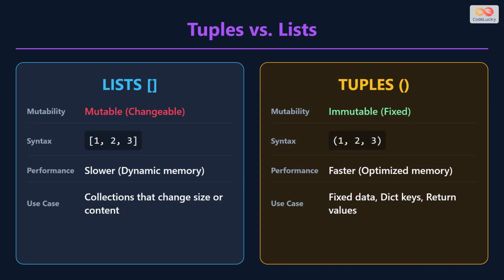Let's compare tuples to lists, as they often confuse beginners. Lists are mutable, meaning they can change, and they use square brackets. They are slightly slower because they need dynamic memory allocation. Tuples, on the other hand, are immutable and fixed. They use parentheses. Because they are fixed, they are more memory efficient and faster to iterate over. You generally use lists for collections that might grow or shrink, and tuples for data that should remain constant.